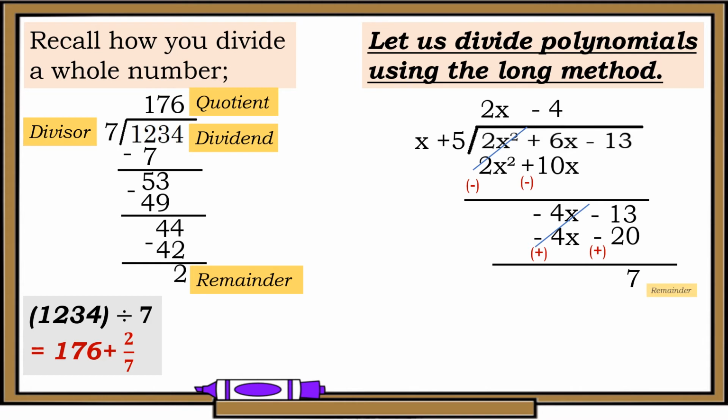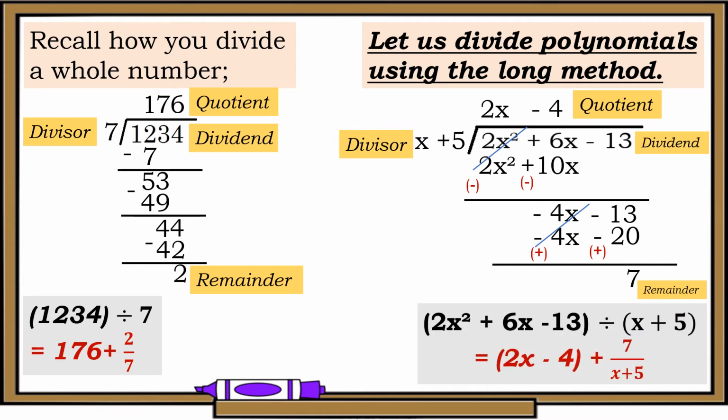So, you have nothing left to bring down. Therefore, 7 here is the remainder. So, this means, okay, 2x minus 4 is the quotient. 2x squared plus 6x minus 13 is the dividend. X plus 5 is the divisor. So, 2x squared plus 6x minus 13 divided by x plus 5 is equal to 2x minus 4 plus the remainder 7 over x plus 5.